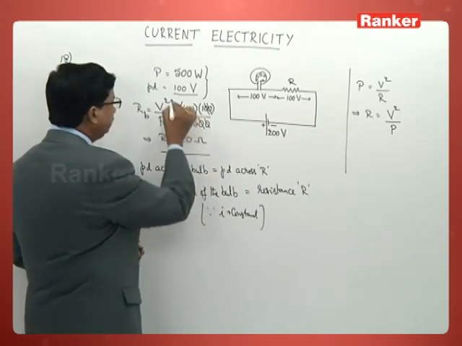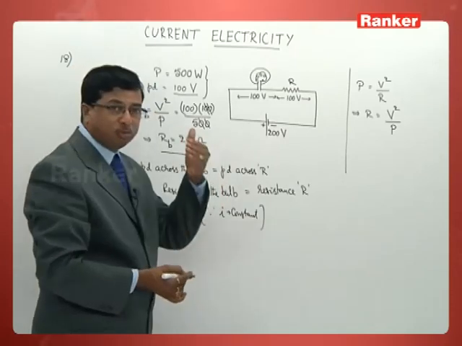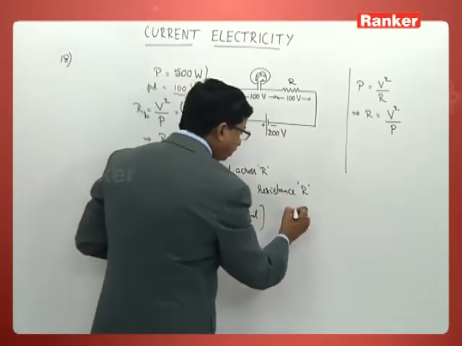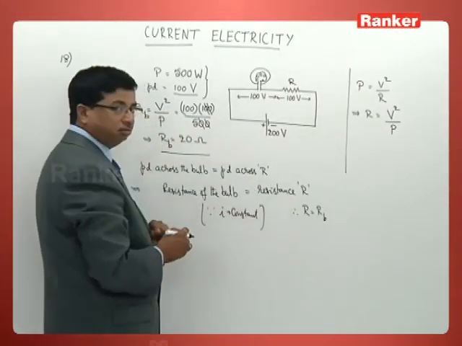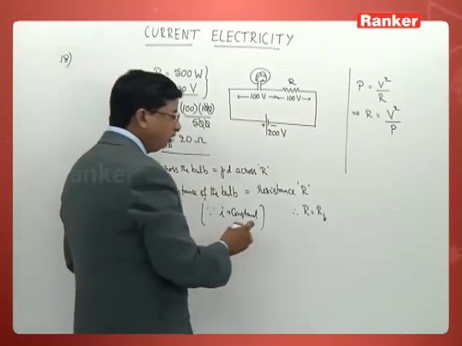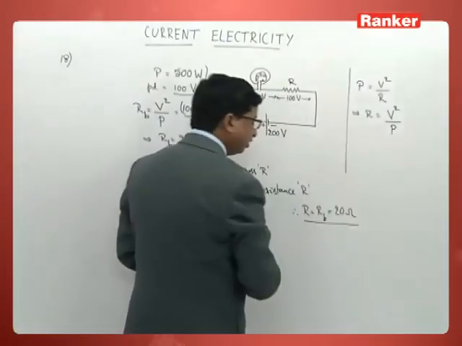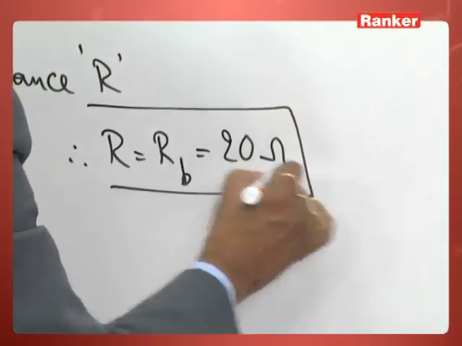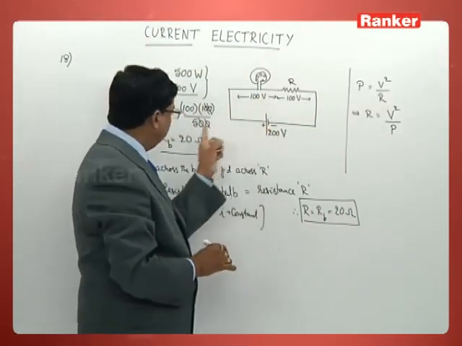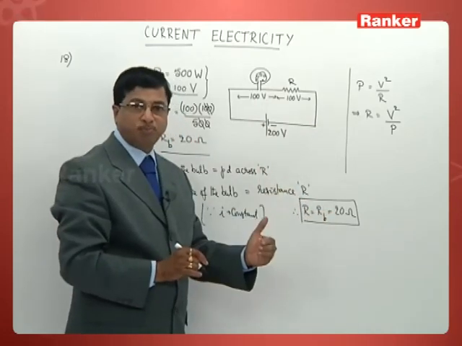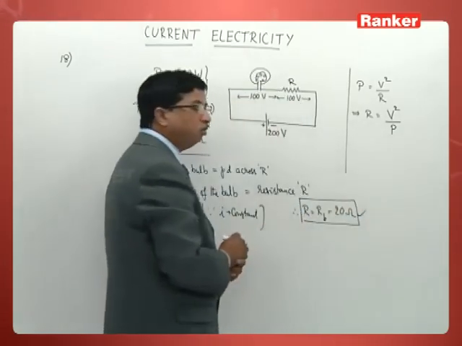Therefore, the resistance of the bulb and this resistance which is connected in series are supposed to be equal. Therefore, what can I write? R must be equal to the resistance of the bulb. What is the resistance of the bulb we have calculated? It is already taken as 20 ohm. So, the resistance connected in series should have the same resistance as that of the bulb, which I have obtained as 20 ohm. So, what must be your answer now? It must be 20 ohm only.